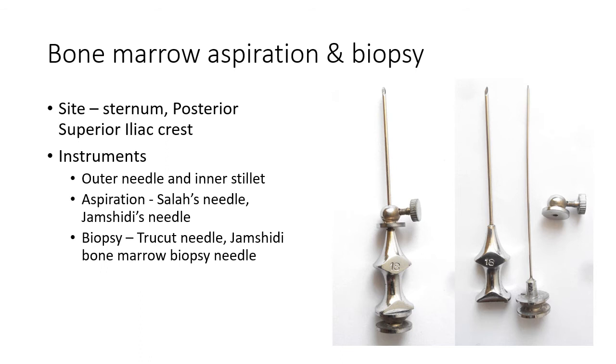The common site selected is either the sternum or the posterior superior iliac crest. The common instruments used for aspiration are Salah's needle or Jamshidi's needle. These are special types of needle which have two parts, the outer needle and the inner stylet. The instrument used for biopsy, that is bone marrow biopsy, is the Trucut needle or Jamshidi bone marrow biopsy needle.